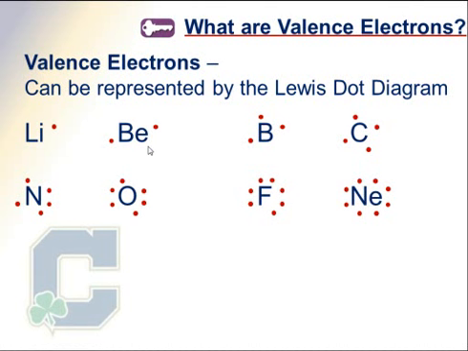Okay, Be can also form 2 bonds. Okay, but it's not going to have a full outer shell. Okay, you could tell the only ones that are going to have a full outer shell are things from C on, because C obviously would bond with 4 other electrons to fill its outer shell. Okay, and that has something to do with what we call the Octet Rule.